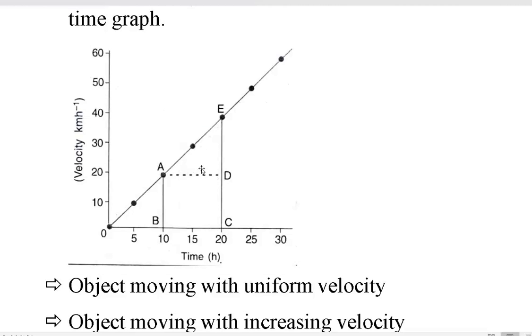So in this case, the distance travelled is equal to this area, that is ABCD, plus this triangle area, that is ADE. We know that the area of ABCD is actually AB into BC, and the area of a triangle is nothing but half of base into height. Here the base is AD and height is DE.